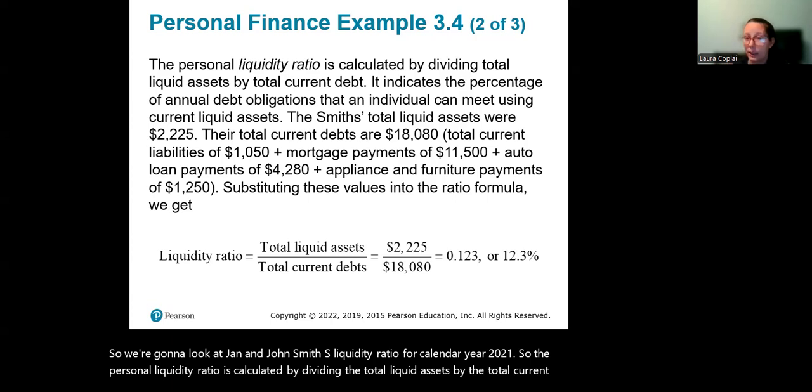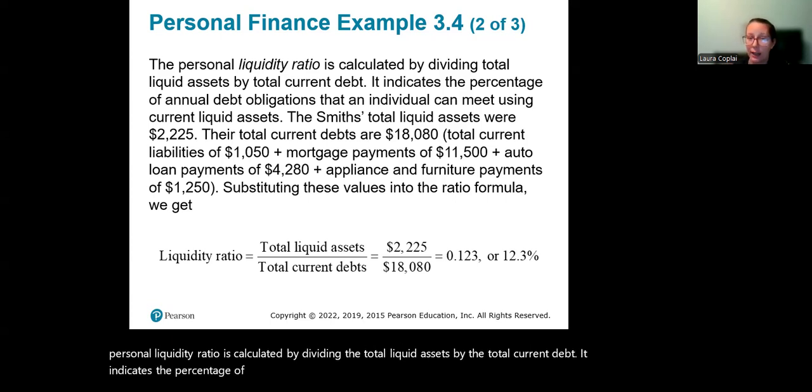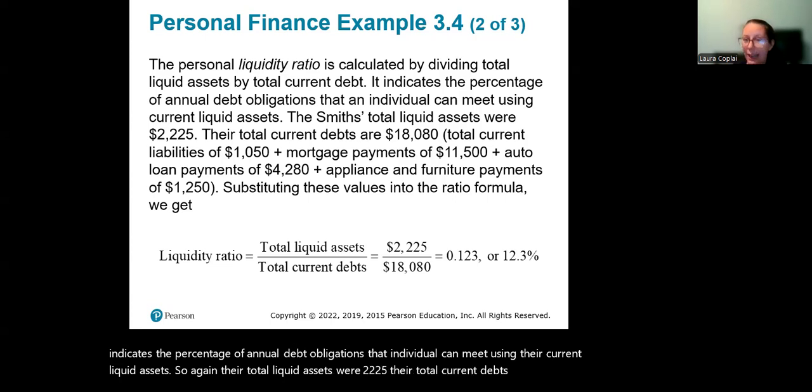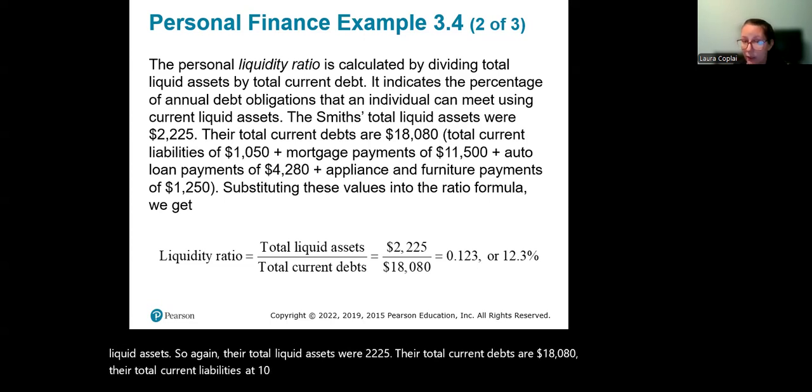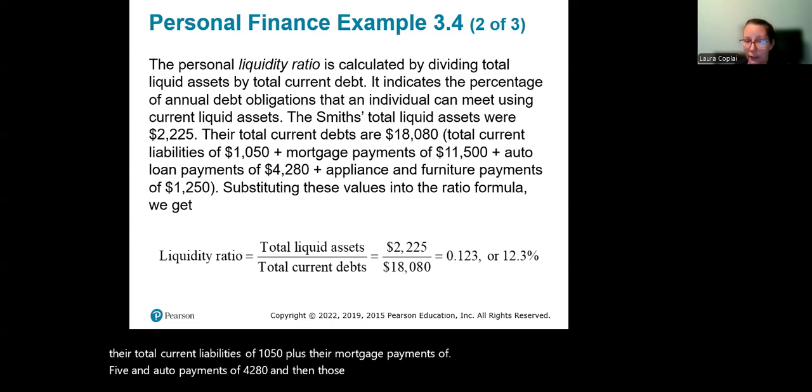It indicates the percentage of annual debt obligations that that individual can meet using their current liquid assets. So again, their total liquid assets were $22.25. Their total current debts are $18,080. Their total current liabilities of $10.50 plus their mortgage payments of $11.5 and auto payments of $42.80, and then those appliance and furniture payments of $12.50.